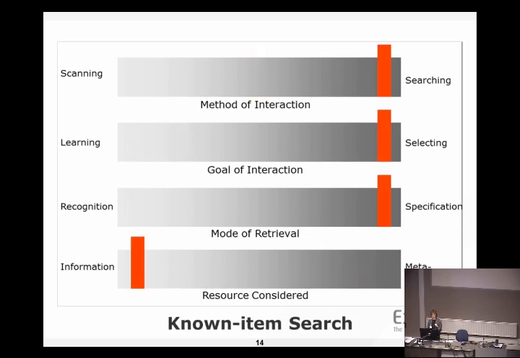Whereas when I look for a known item, I would be very specific in the mode of interaction. I am searching for something. I want to select it, not just to know that it exists. I specify rather than recognize, and I need the information itself and not just the meta information. So our behavior can be mapped on this model in various ways.